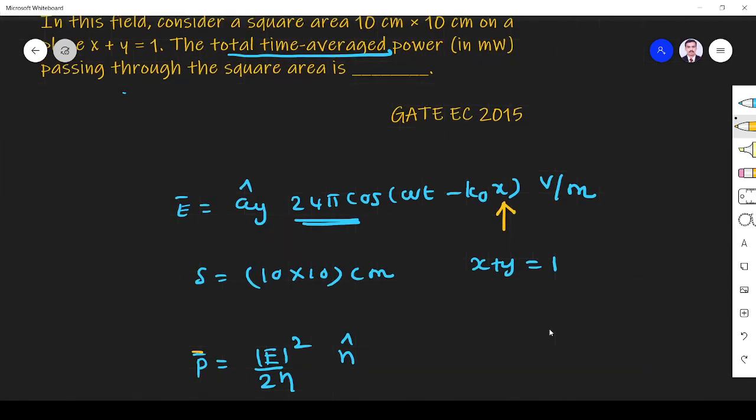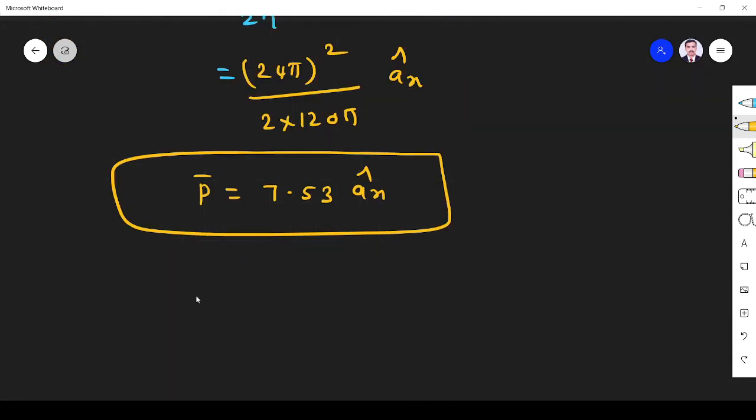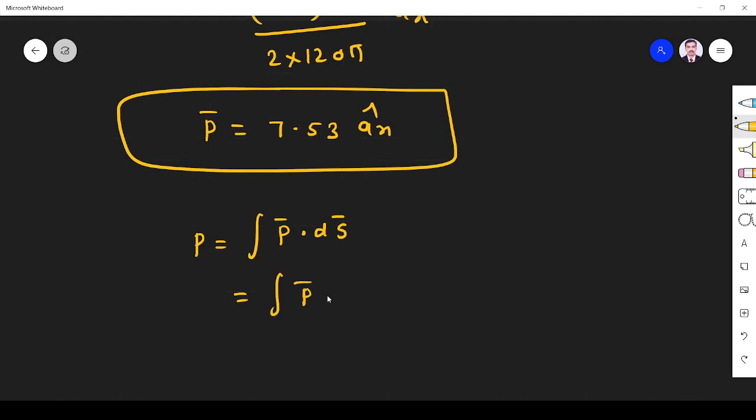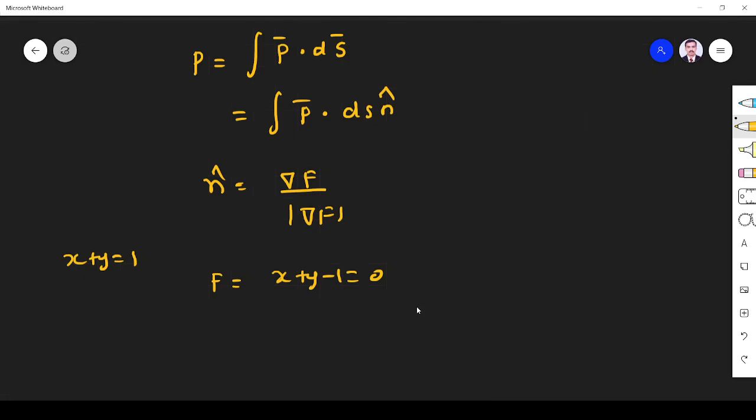But what they ask is the total time averaged power passing through the surface x + y = 1. So the total time averaged power is given by ∫P·dS. P we got, dS we have to find. I write dS vector as dS n cap, where n cap is the surface normal. The surface normal is given by ∇f divided by |∇f|. What is f? It is a plane, so x + y − 1 = 0, because they have given the plane x + y = 1.